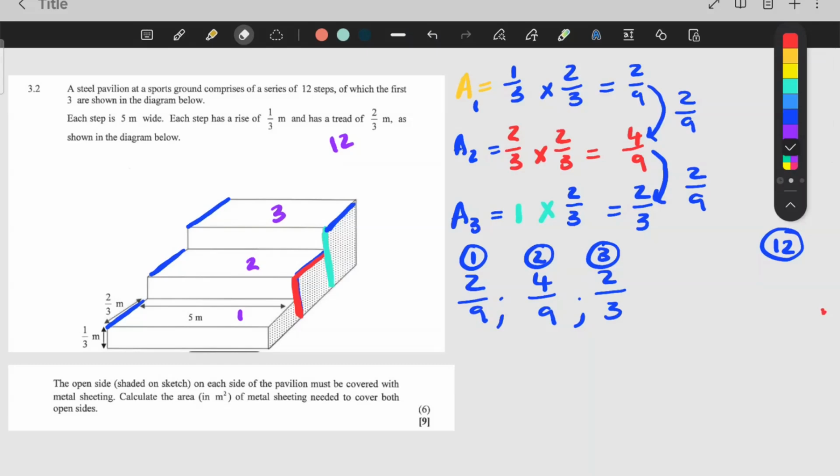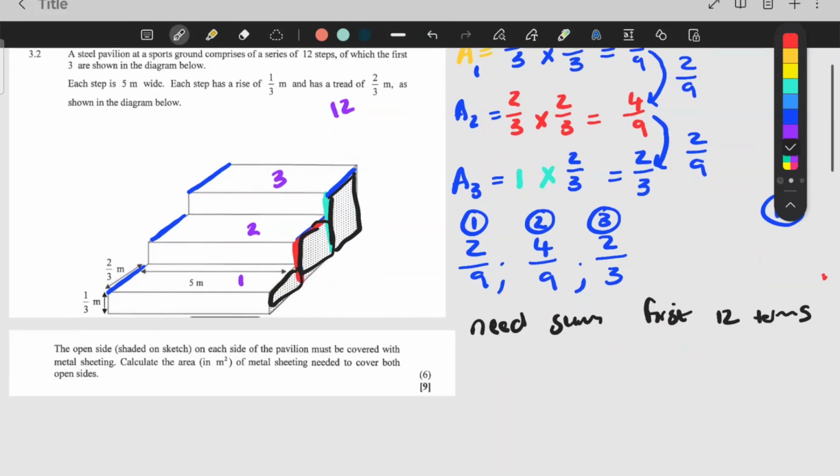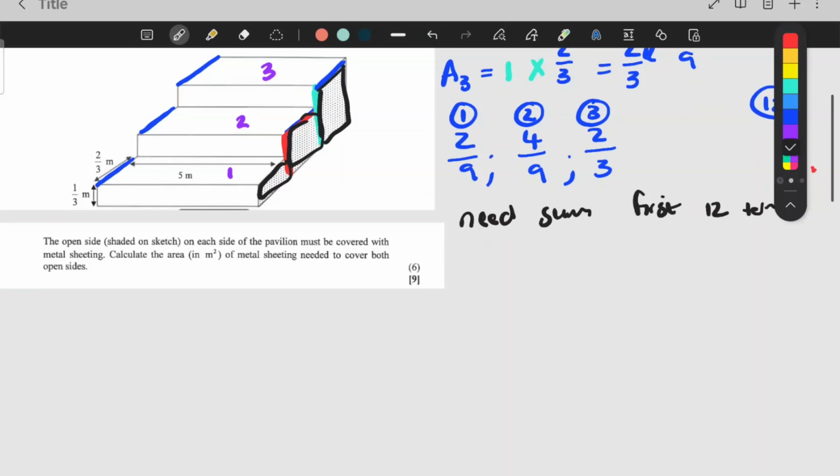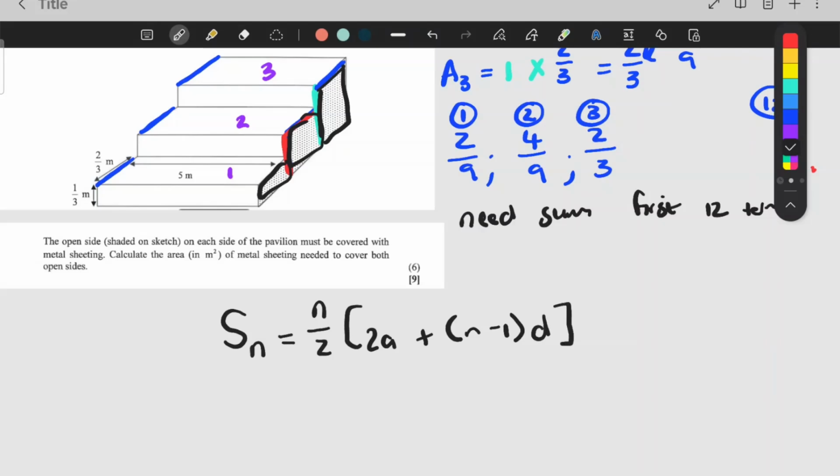Okay, so what I actually need is the sum. So let's write it down. I need the sum of the first 12 terms. That's what I need, because I need to add up all the areas, eh? So I have the first 3 areas, so I need the sum of the first 12 terms. On your formula page, you have the sum formula for arithmetic, eh? So the sum formula is n over 2 times 2a plus n minus 1 times d, like that.